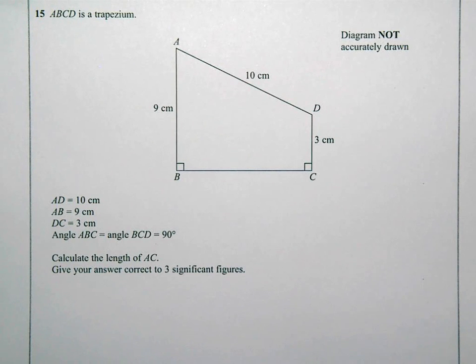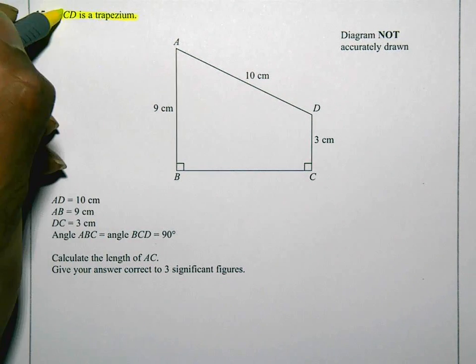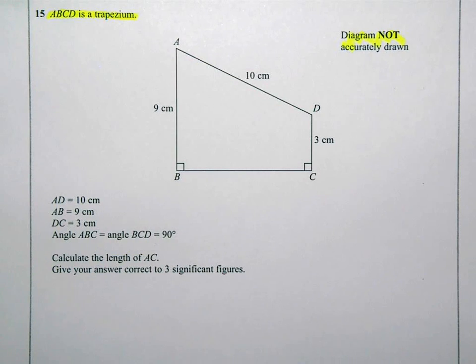This is question 15 on the higher calculator paper. The question says ABCD is a trapezium. So I could tell that by looking at it, it's a trapezium. We've also put this bit up here which says it's not drawn to scale.